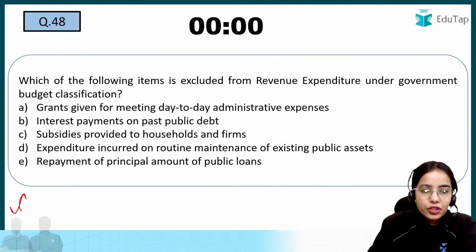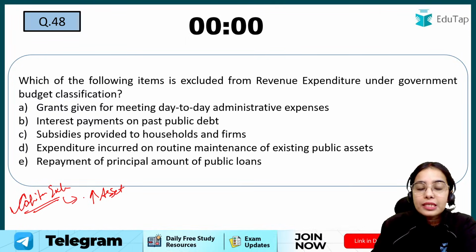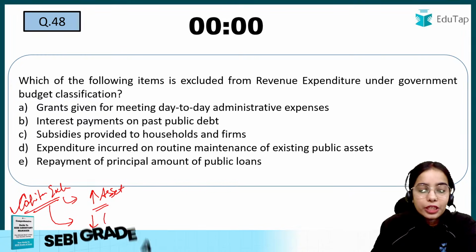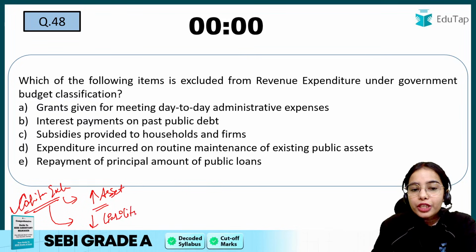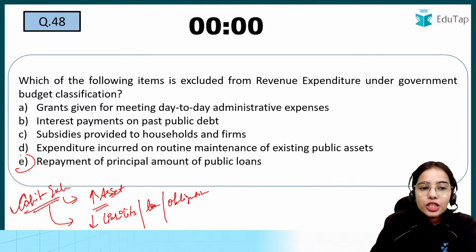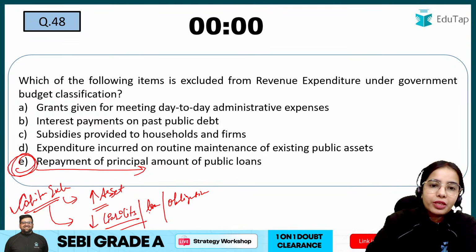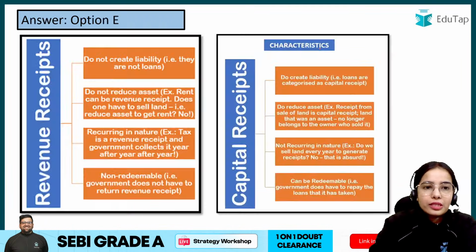Capital expenditure is the one where the government is spending the money and some asset is getting created: some new jets, some new tanks, some new weaponry, some new machines, tools, equipment, roads being built, bridges being built. So an asset is being created. Or capital expenditure is the expenditure where the government is reducing its liability. The government is reducing its loans or its obligation of payments. Okay, so the government is repaying the loan, reducing its liability. So that is capital expenditure and not revenue expenditure. So E is the answer.